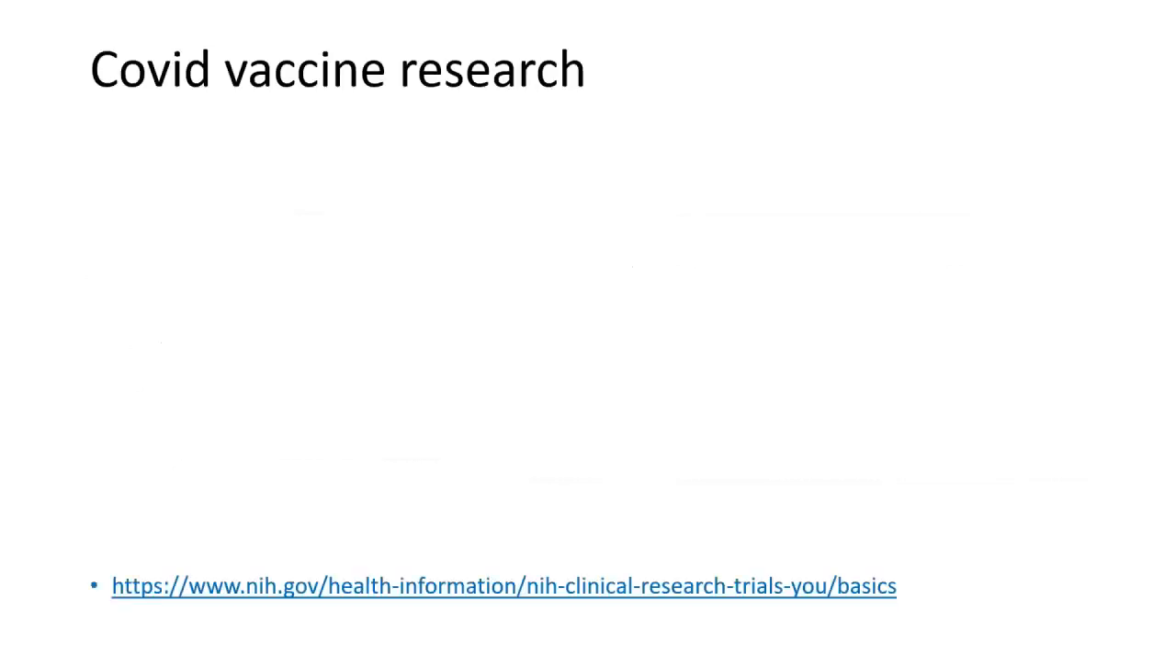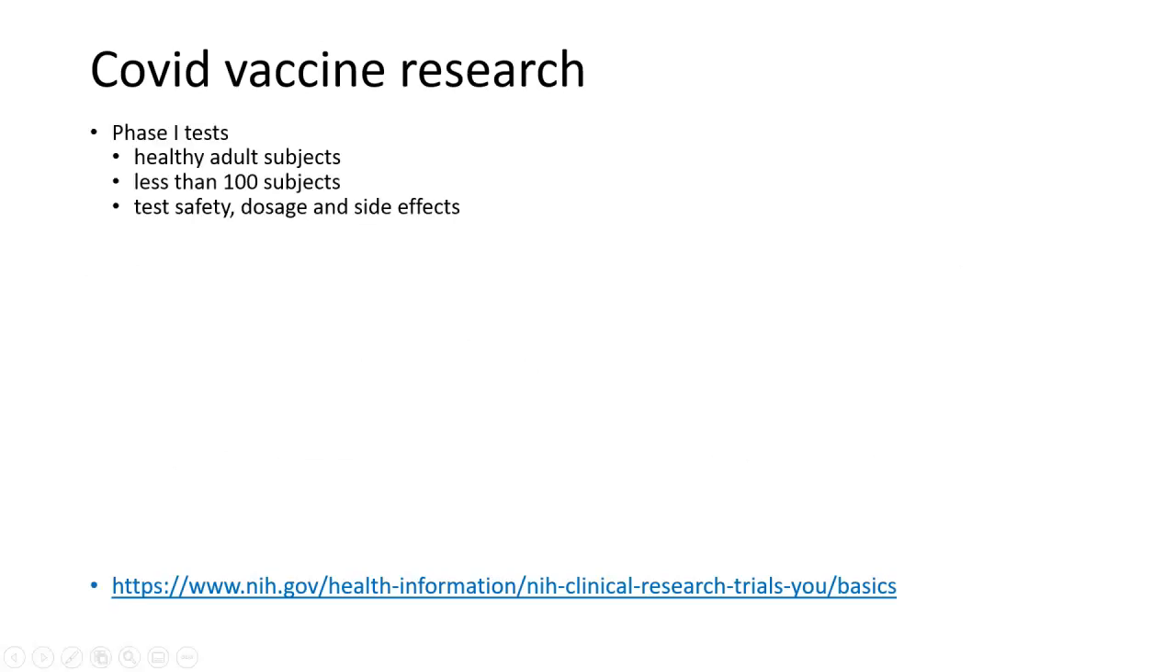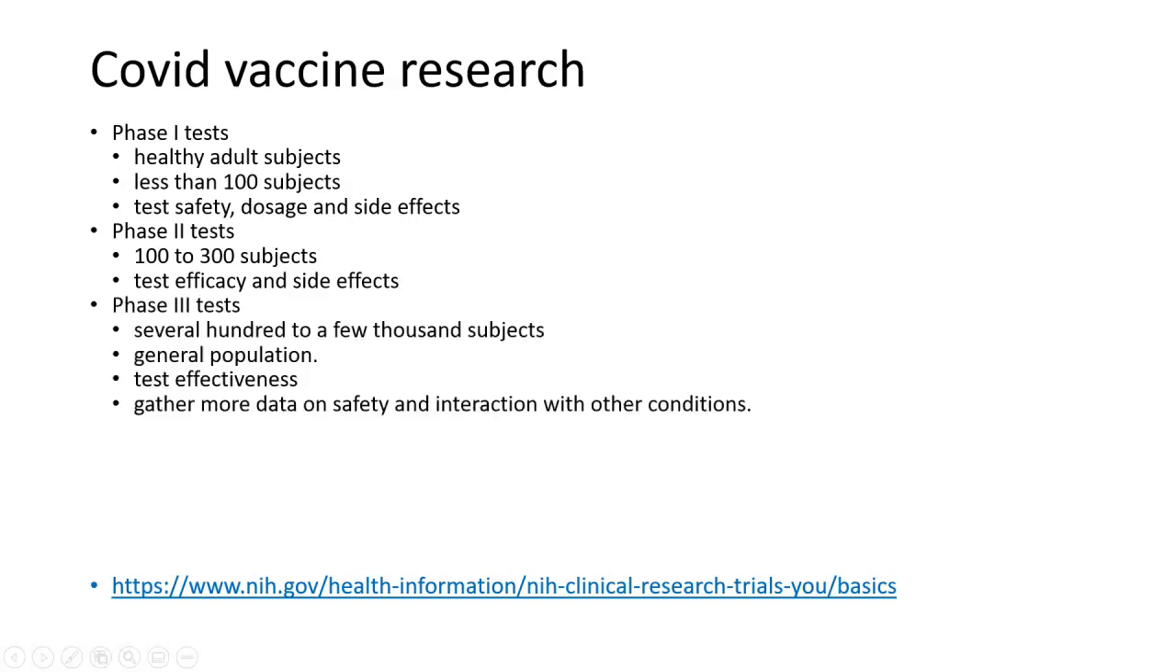Going back to the COVID vaccine research, in phase 1 tests, which use healthy adult subjects, there are less than 100 subjects. This will test safety, dosage, and side effects. In phase 2 tests, from 100 to 300 subjects are used to test efficacy and side effects. Phase 3 tests use several hundred to a few thousand test subjects from the general population. This will test effectiveness and gather more data on safety and interaction with other conditions.